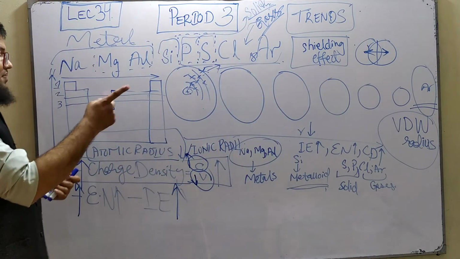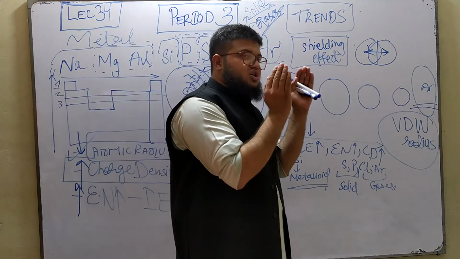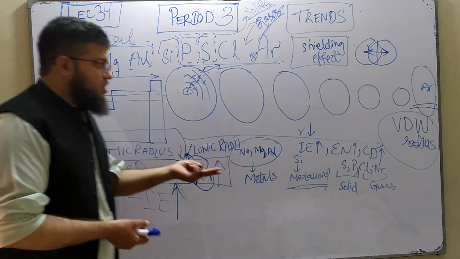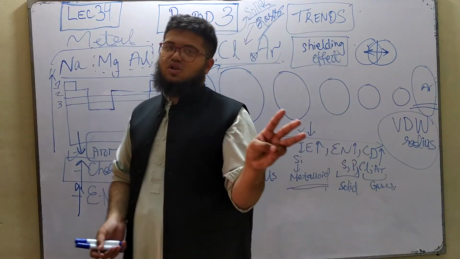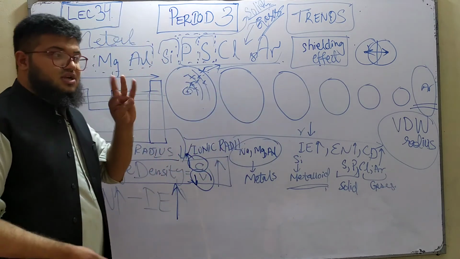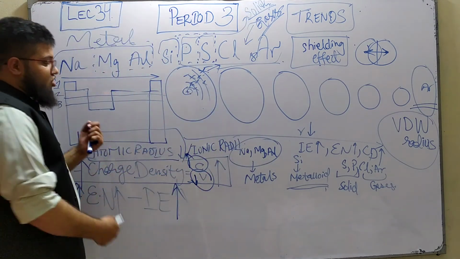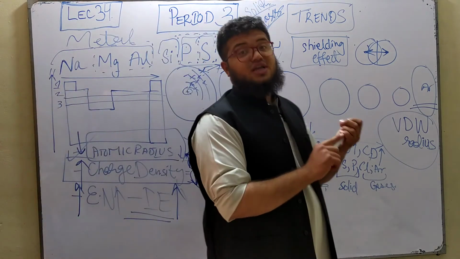So as we go across the period, the compactness is increasing, the charge density is rising, the shielding effect is constant, nuclear charge is rising, therefore the outer shell electron becomes more tightly attracted to the nucleus, and so more energy will be needed to remove the outer shell electron. This energy which is needed to remove the outer shell electron is your ionization energy, and we've already done that in the ionization energy lectures.